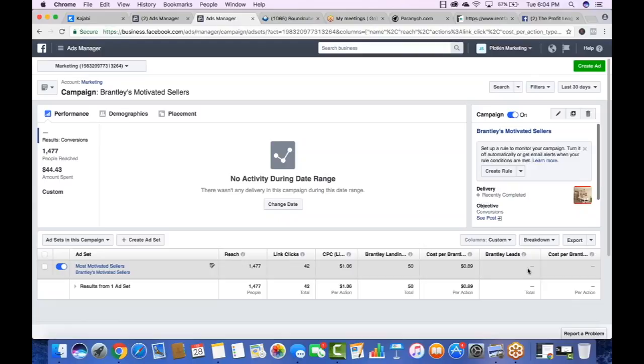But if you've had six people who opted in on an ad spend of $44.43, that means that it's costing $7.41 per lead for real estate. That's really good. Oh, okay. So based on that, and if you've had 42 or 50 people who were on your page and you had six people who opted in, that means your opt-in rate from click to lead is 12%. That could probably be improved upon a little bit.